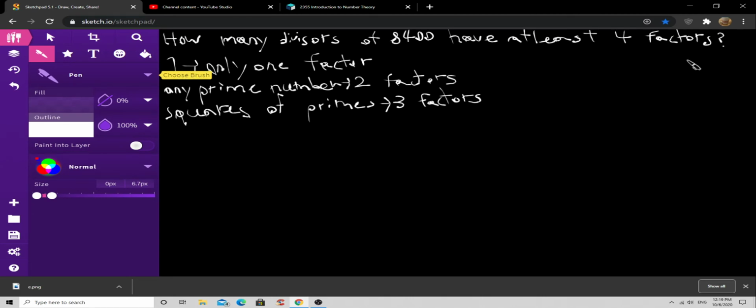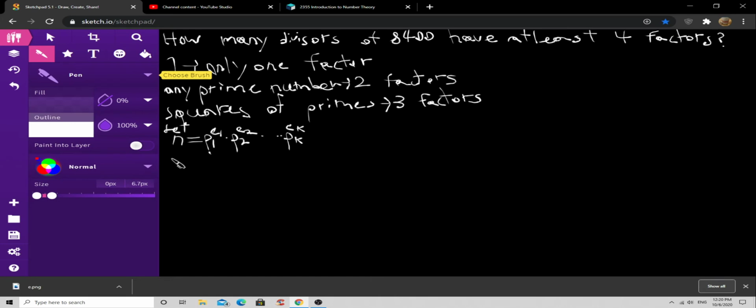And we'll use the formula that we found last time to find the total number of divisors of 8400. Let me prove this real quick: the squares of primes all have 3 factors. So let's do a proof here. What are the only numbers which have 3 factors? Let n equal p1 to the e1 times p2 to the e2, up to pk to the ek, using a similar format.